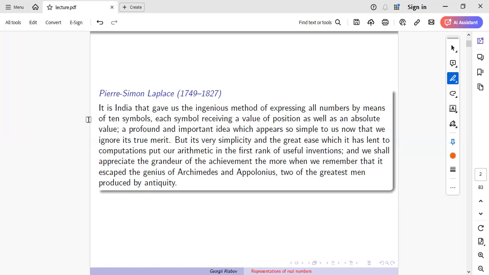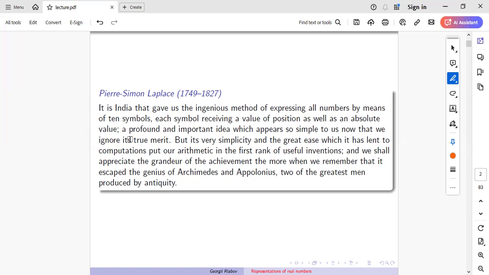who said that it is India that gave us the ingenious method of expressing all numbers by means of 10 symbols, each symbol receiving a value of position as well as an absolute value, a profound and important idea which appears so simple to us now that we ignore its true merit. But its very simplicity and the great ease which it has lent to computations put our arithmetic in the first rank of useful inventions. And we shall appreciate the grandeur of the achievement the more when we remember that it escaped the genius of Archimedes and Apollonius, two of the greatest men produced by antiquity.